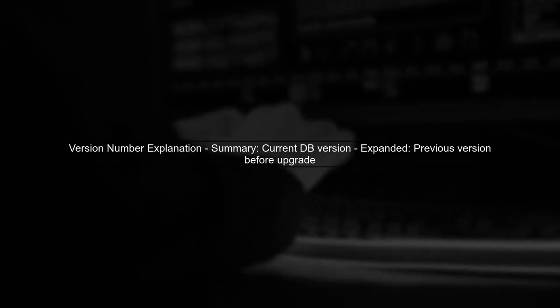Now, let's address your curiosity about the version number discrepancy. The version number in the summary line represents the current version of the database, while the expanded details may show the version being upgraded from.